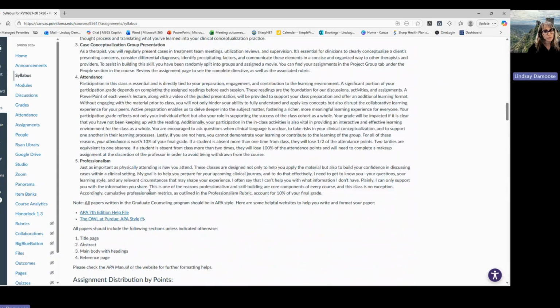So professionalism, I say this is just as important as physically attending is how you attend. I'm going to read this because I just want to emphasize that these classes are designed not only to help you digest the material, but I really want to build your confidence in discussing cases, giving you permission to think out loud, giving you permission to be wrong. That is so important. And I don't know what you're thinking if you don't share that. I don't know what's going on with you.